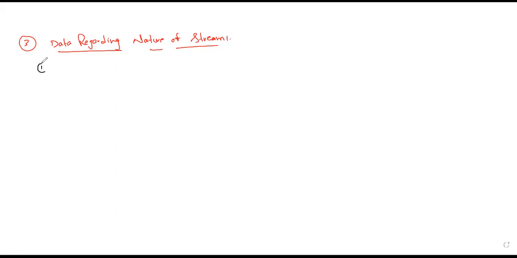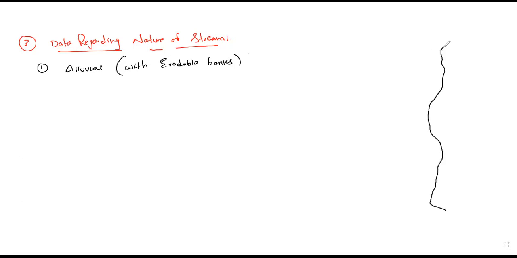First one, the stream can be an alluvial soil, nothing but with erodible banks. Erodible banks. Understand? What do you mean by that? For example, this is how the water stream is. So what are the banks? This is nothing but the bank. Clear?